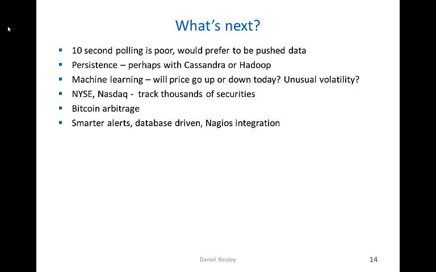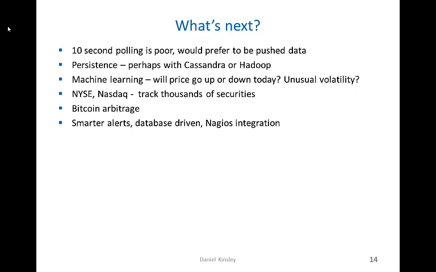It'd also be good to have some sort of persistence for the statistics. We could write out the rolling windows to Hadoop or Cassandra, and we could view the changes over time. I think it would be really interesting to mine this data and see if we can hook it up to machine learning, like Mahout, so we can try to predict: will the price go up or down today? Is this unusual volatility? What are the expected values?